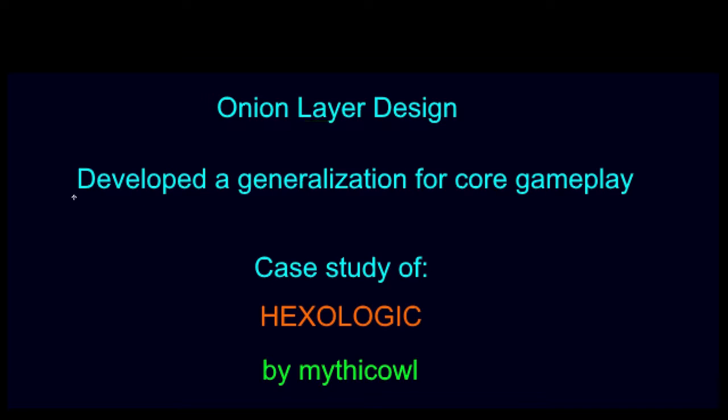So while I was doing that, I kind of developed a generalization for core gameplay. I was looking at the example they gave, I figured out what was most important, and then I just generalized it. I saw that it would be easy to. So I wanted to take a look at each of those different modules and study them. But I thought the best way to do that would be to look at a random game and use it as a case study. So that's what I'm going to do.